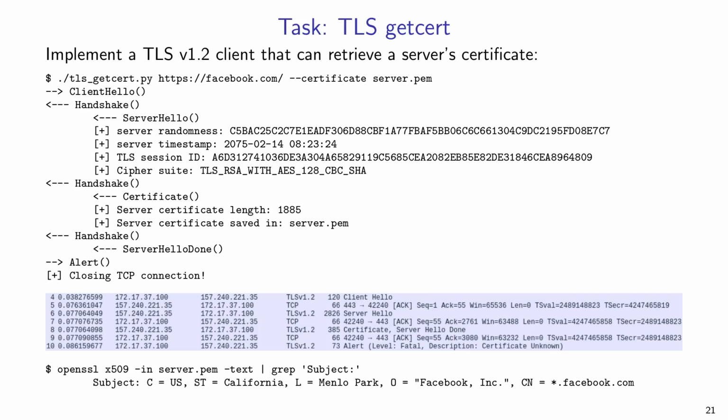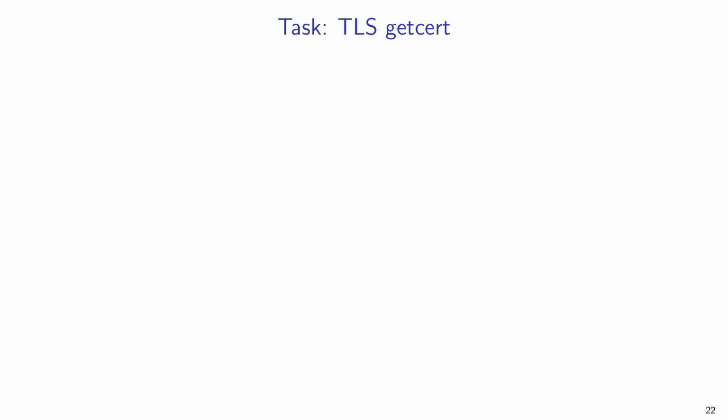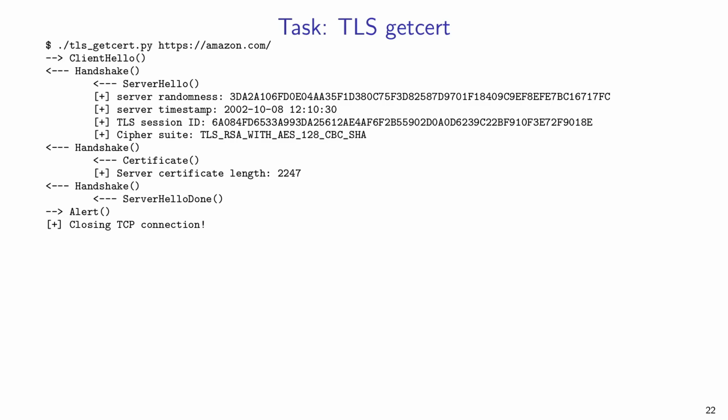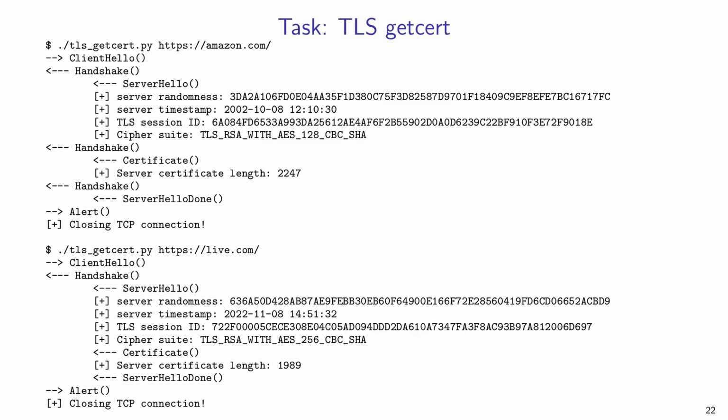Now, if your tool works as expected and the certificate was correctly extracted, the OpenSSL utility should be able to parse it. This is the subject name in the case of the Facebook.com certificate. Then there are 2 other test cases, Amazon.com and Live.com.